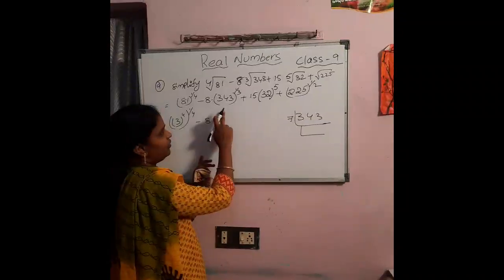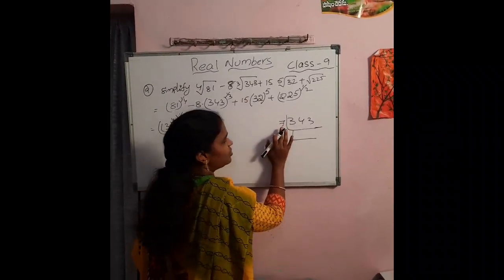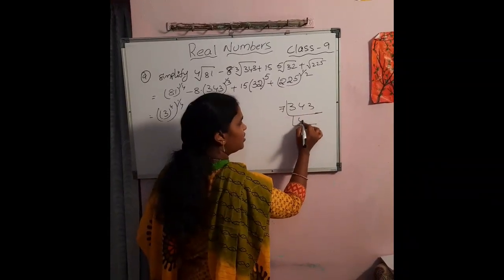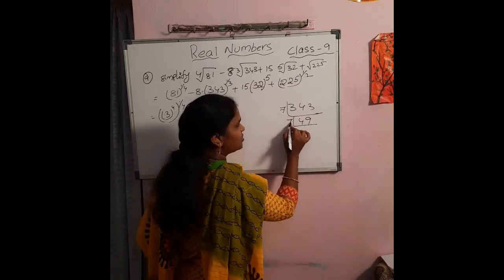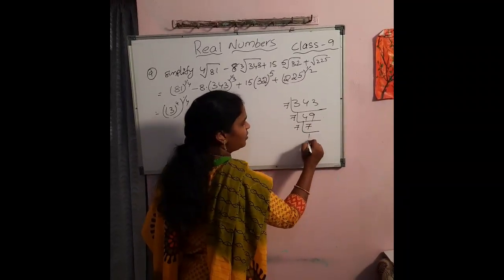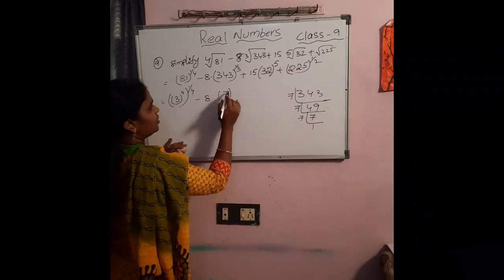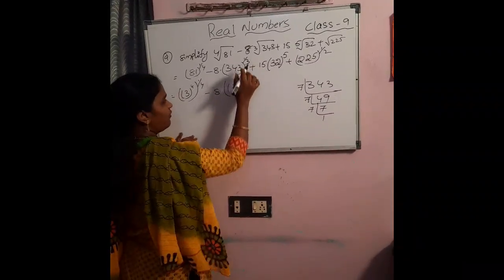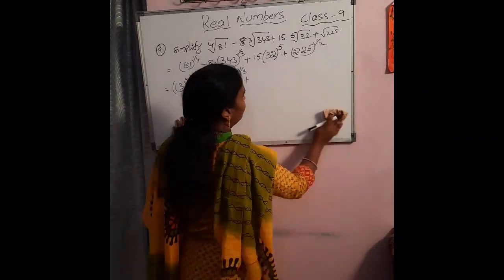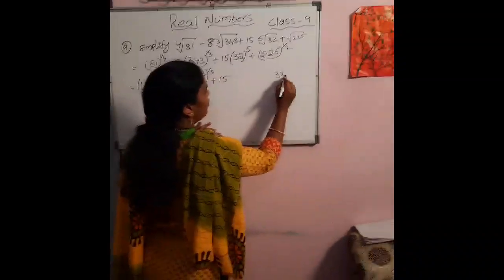And next 343. I have to write 343 in powers of 7. In the 7 table, 343 cancels 49 times. Again in the 7 table, 7 7s are 49, and in the 7 table, 1. So I can write this 3 times, that is 7 to the power of 3 whole to the power of 1 by 3, plus 15 into, now 32 should be written in the powers of 2.